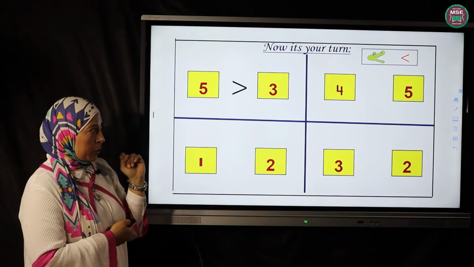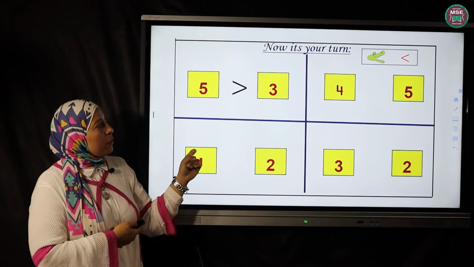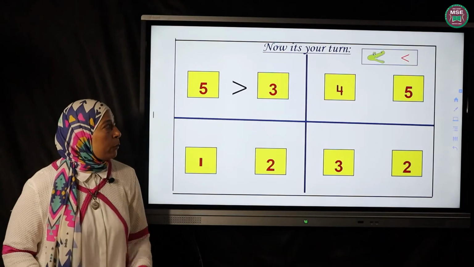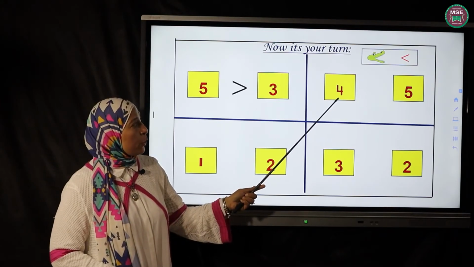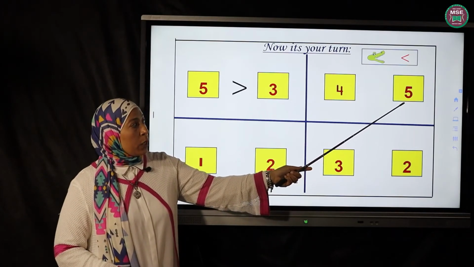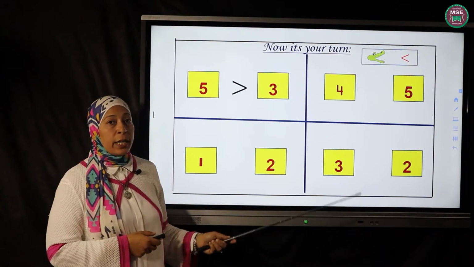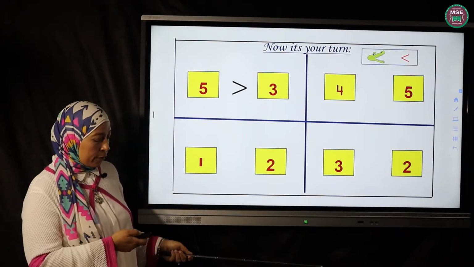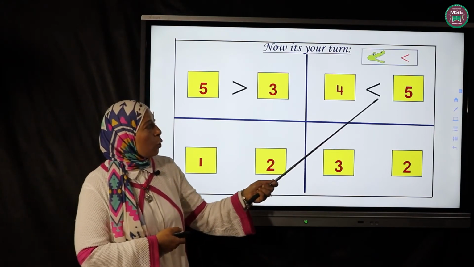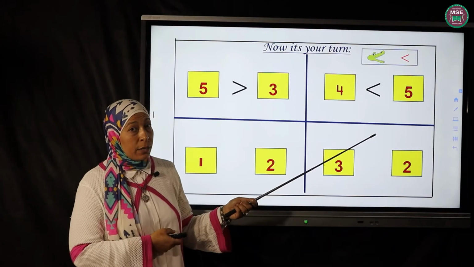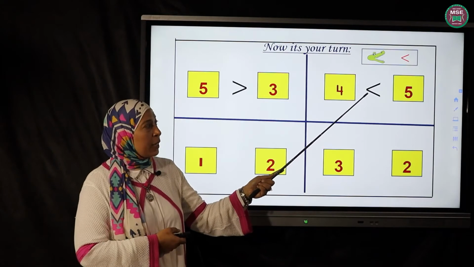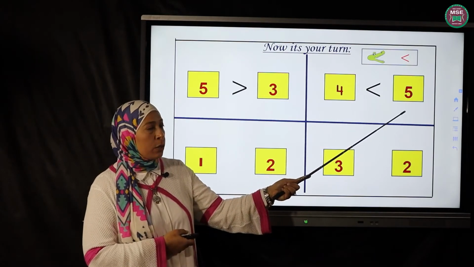Let's move to the next one. Okay, we have number 4 and number 5. This is number 4 and this is number 5. Which one is bigger? Yes, number 5. So the alligator is going to open his mouth to number 5. Let's see his mouth. Yes, it opened its mouth to number 5. How can I draw the alligator's mouth? I make a slash and another slash, but it has to open his mouth to the bigger number.